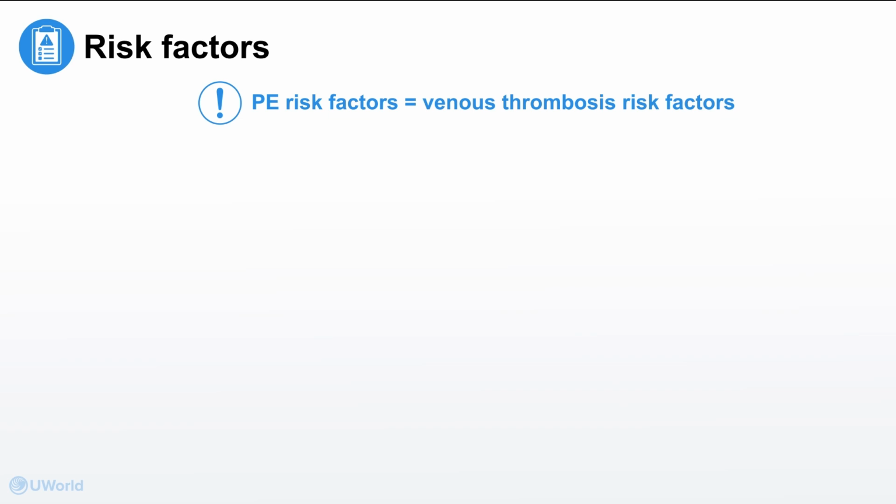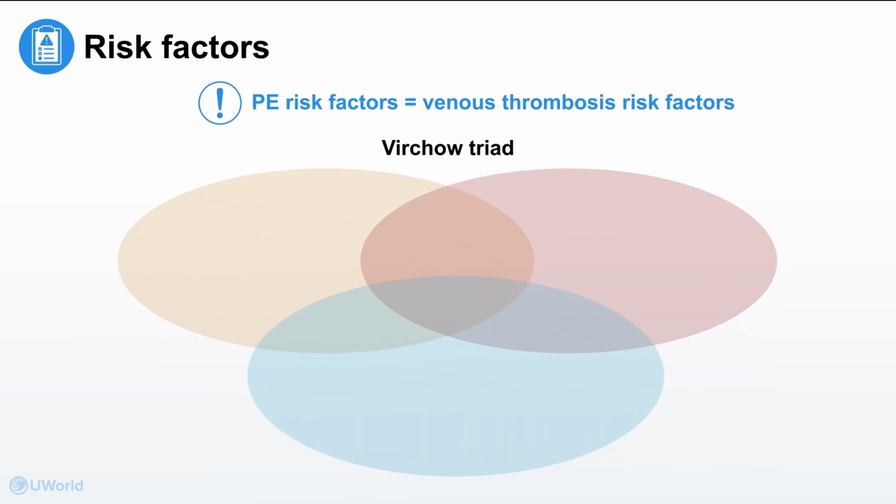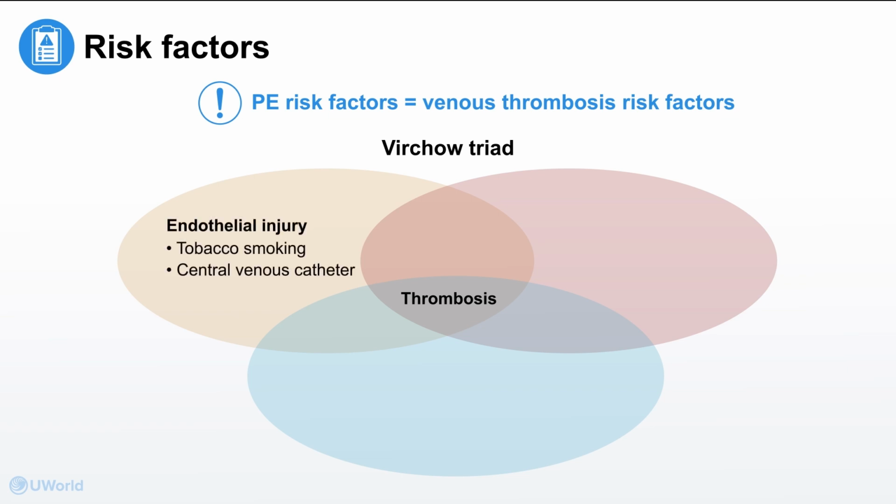These factors influence portions of Virchow's triad, which describes the three components that increase the risk of venous clot formation. Let's quickly go over each component and some example risk factors. First, there is endothelial injury, which promotes thrombosis by converting the normally antithrombogenic endothelium to a prothrombotic state.